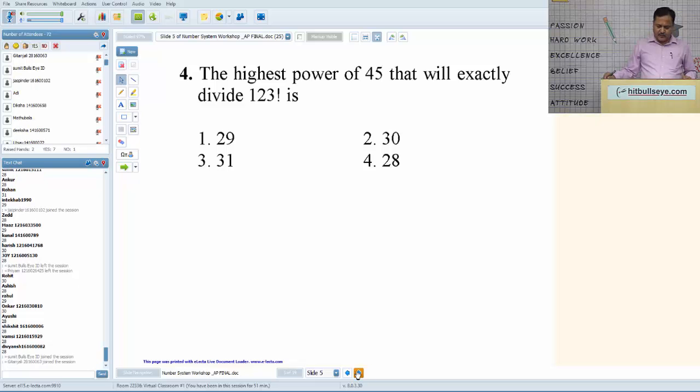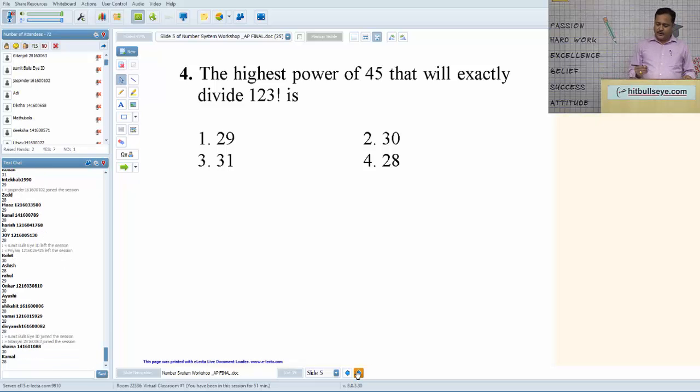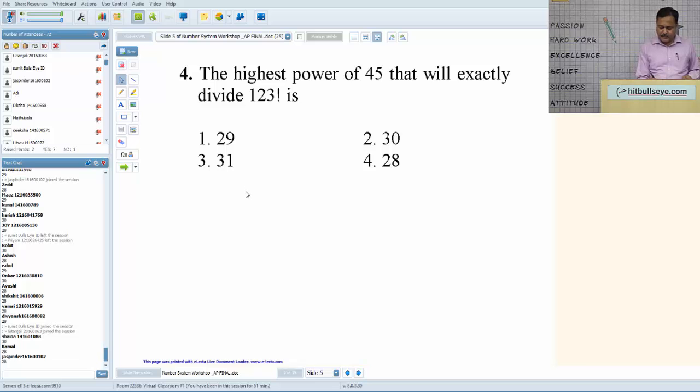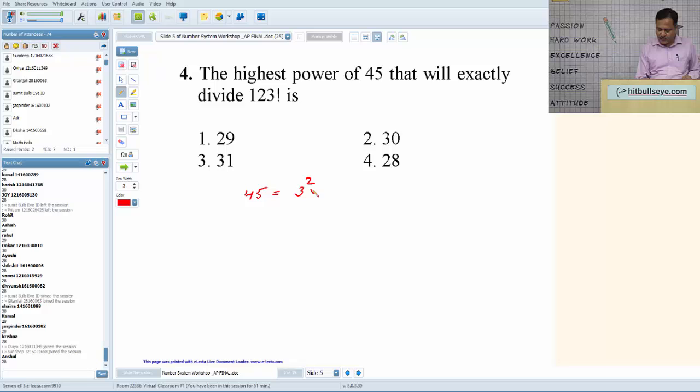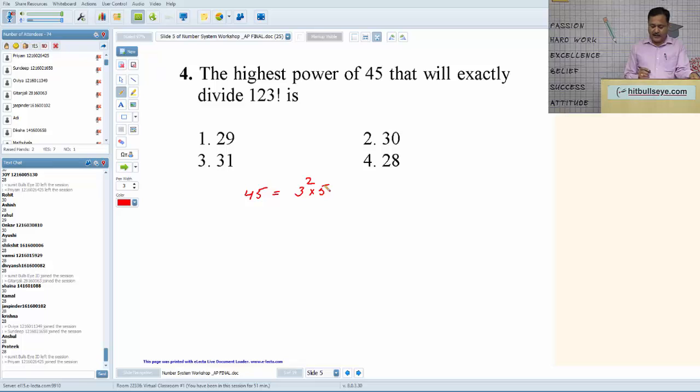So let us start how to do this question. Now 45 is not a prime number, so first factorize 45 into prime numbers. This is 3 square into 5. So our highest prime divisor is 5. So we will check the highest power of 5 in 123 factorial.